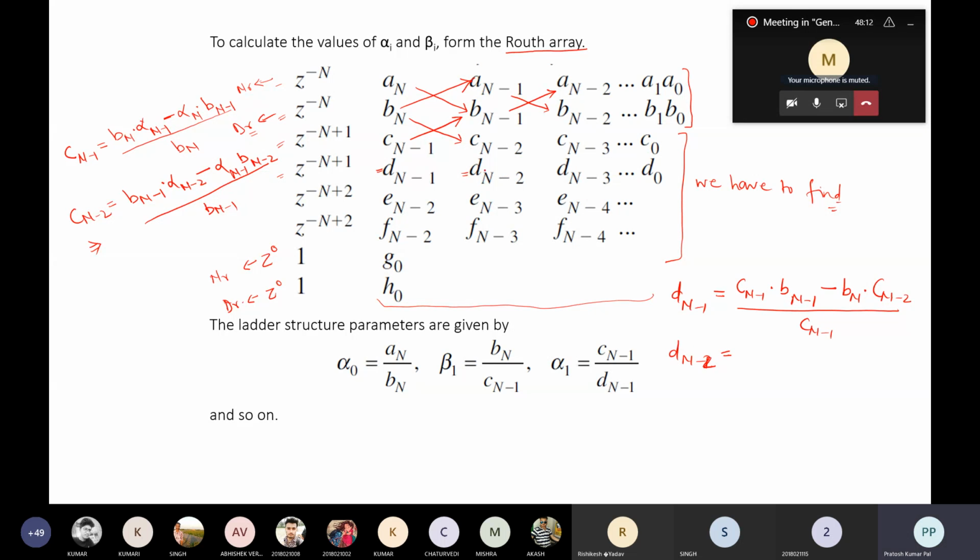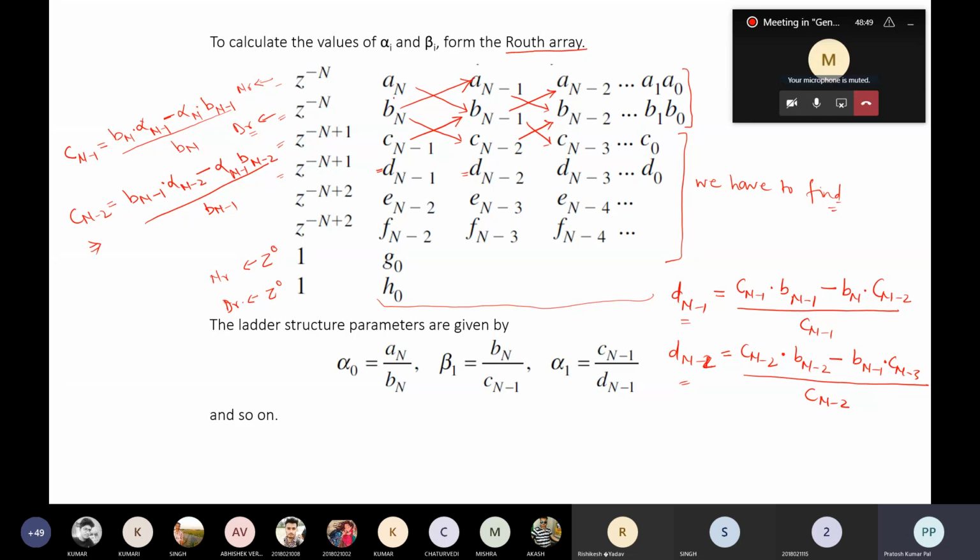So we need to find out d n minus 2. To find d n minus 2, we need to multiply these two values and subtract these two values. So it will be c n minus 2 into b n minus 2 minus b n minus 1 into c n minus 3, divided by c n minus 2. Okay, so this is how we need to find out these values.